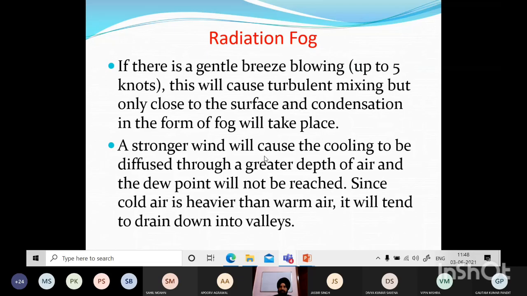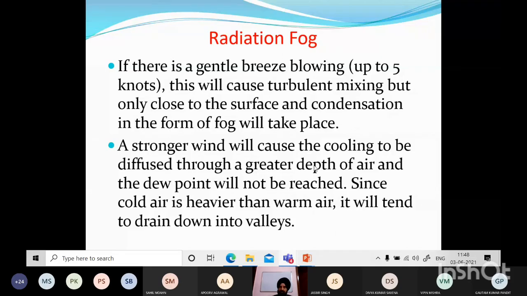And if there is a gentle breeze blowing up to say 5 knots, this will cause turbulent mixing. Okay, mixing होगी, so only close to the surface and condensation in the form of fog will take place. So radiation fog is only possible on the land. Why? Because of the land during the evening, night time, losing heat and becoming cold. So the air also in contact with the land also becomes cold, and if it becomes cold below its dew point, condensation.